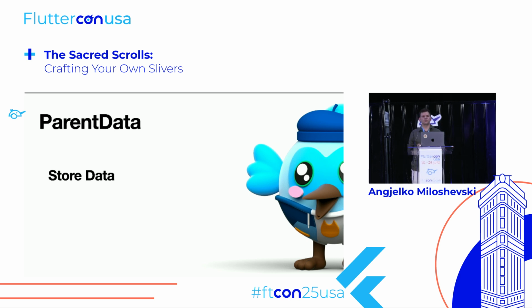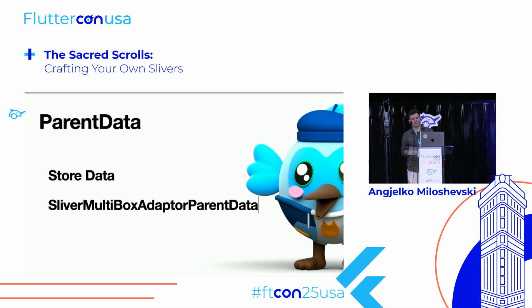So for each child, depending on how you write your logic, your algorithm, you will store different kinds of data. For this situation, because we're going to create a lazy sliver, we're going to rely on the sliver multi-box adapter parent data, which provides us with the layout offset to properly lay out the children in the sliver.